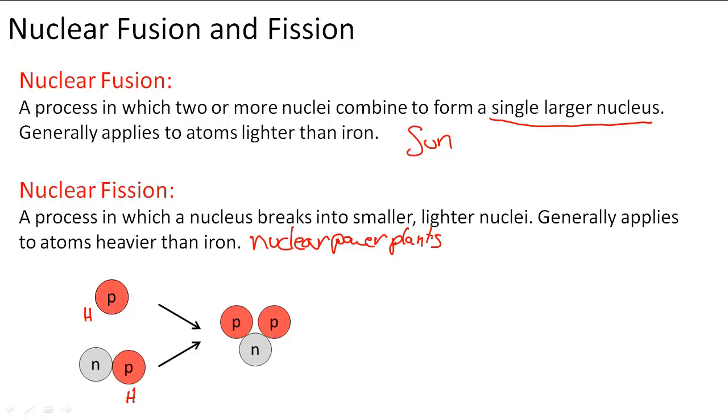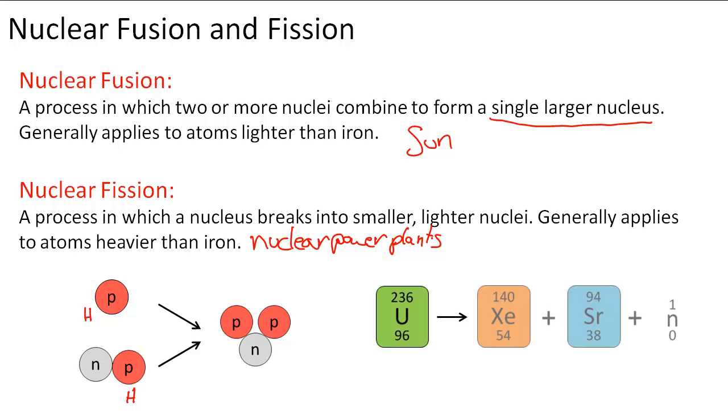So we're going to use uranium, and then it's going to break down into lighter nuclei. So these 2 lighter nuclei and a neutron. This generally applies to atoms that are heavier than iron. So this is a very heavy atom that's going to break apart when we force it to, and form 2 smaller nuclei, and this produces energy as well.